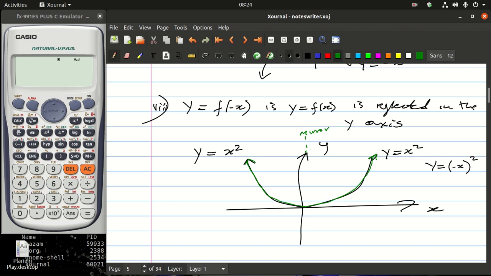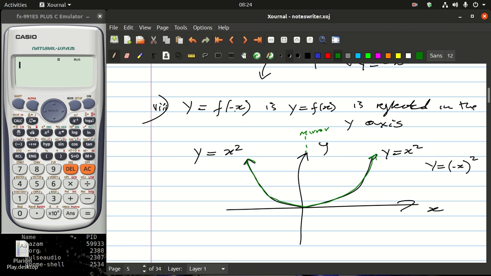So this green and black are the same. In other words, this function is even. It has even symmetry, because the reflection along the y-axis gives you the same thing. So that was the meaning of an even function.